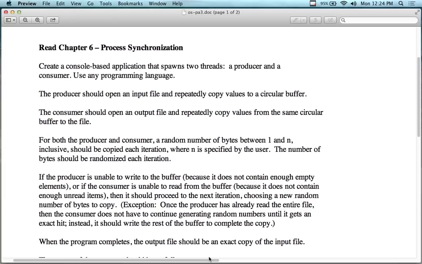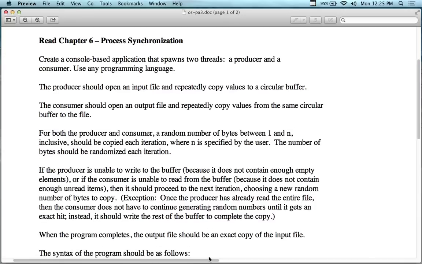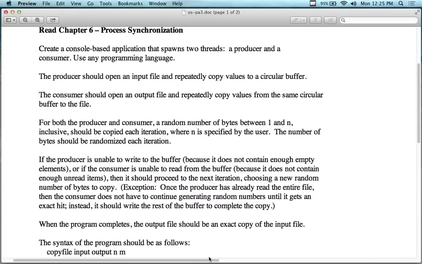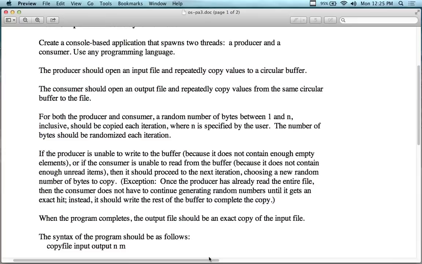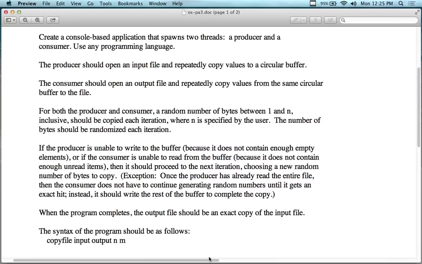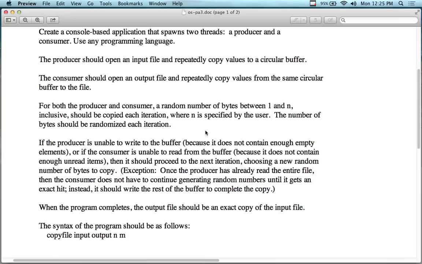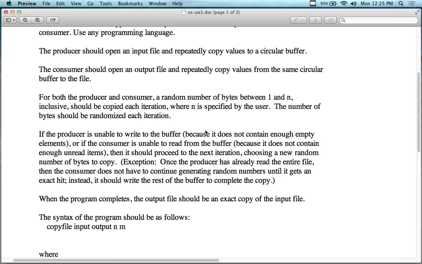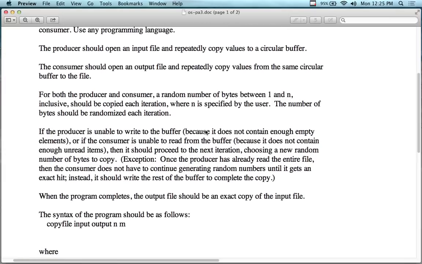So you have the producer that opens up the file, copies it up into a buffer. You have the consumer that reads the buffer and writes it to a file, that opens up the output file and writes the buffered information to the file. Both the producer and the consumer use a random number of bytes to put into a buffer. So it's not a fixed size buffer. It could be a variable length buffer. For each one of the copied iterations, it'll put in n number of bytes. And the number of bytes should be random. There's a random function that you can use in Java or C++ actually to accomplish that.